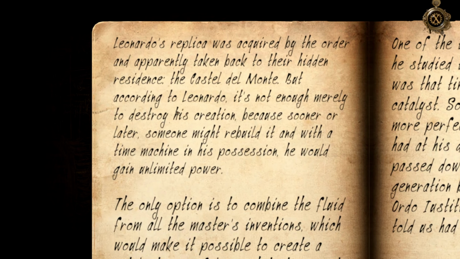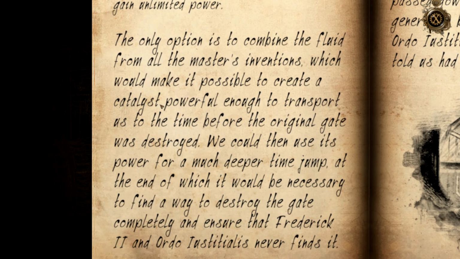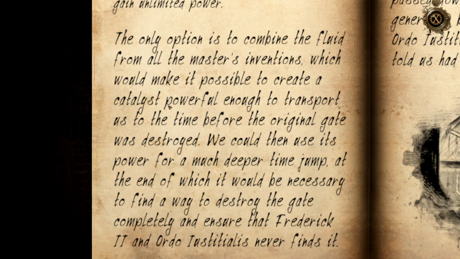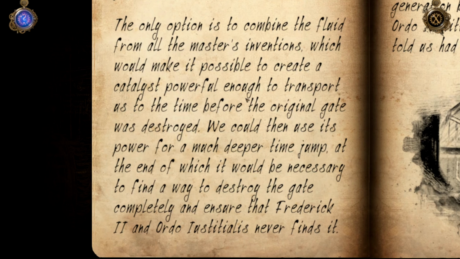Leonardo's replica was acquired by the Order and apparently taken to their hidden residence, the Castel del Monte. But according to Leonardo, it's not enough merely to destroy his creation, because sooner or later someone might rebuild it. With the time machine in his possession, he would gain unlimited power. The only option is to combine the fluid from all the master's inventions, which would make it possible to create a catalyst powerful enough to transport us to the time before the original gate was destroyed. We could then use its power for a much deeper time jump, at the end of which it would be necessary to find a way to destroy the gate completely and ensure that Friedrich II and the Order never find it.